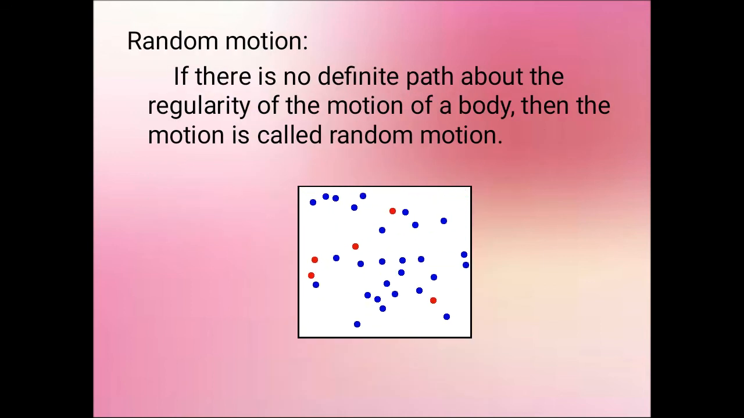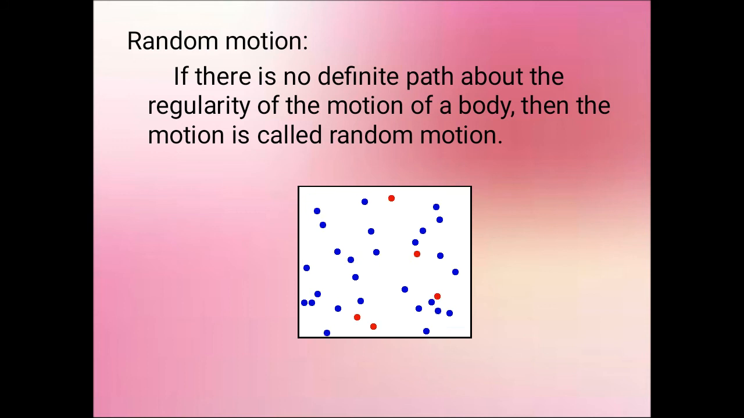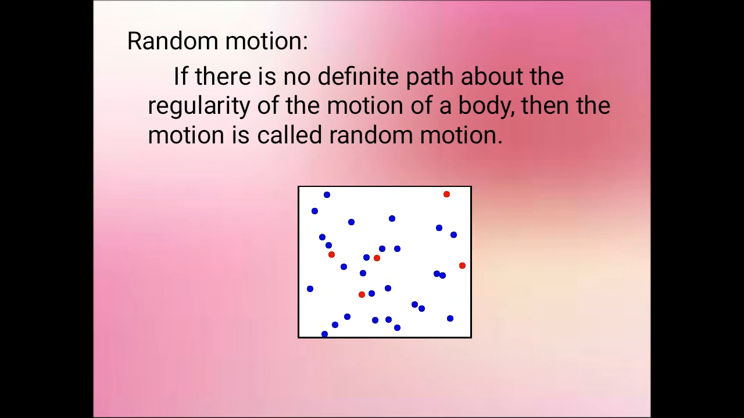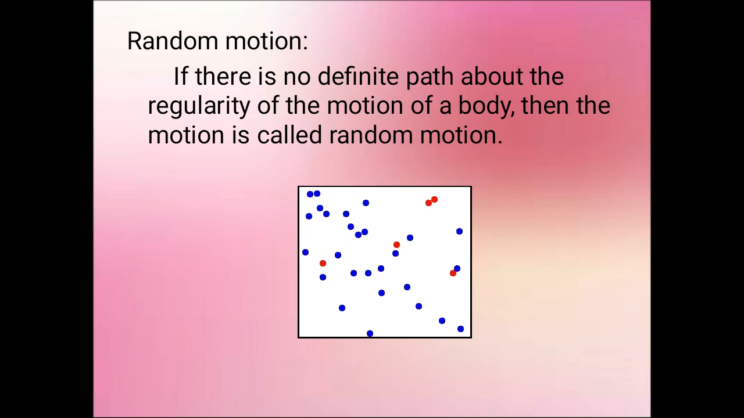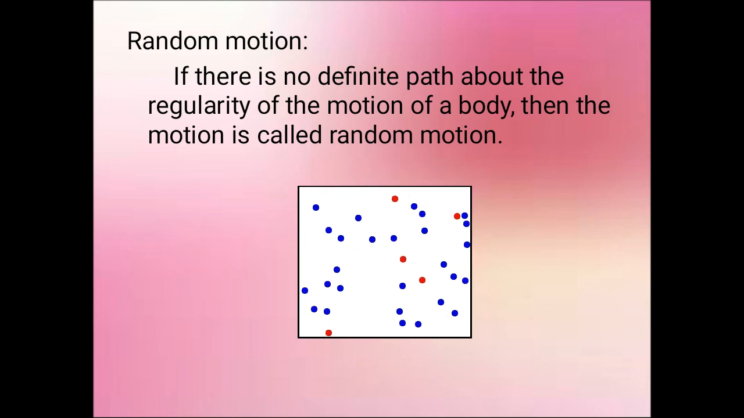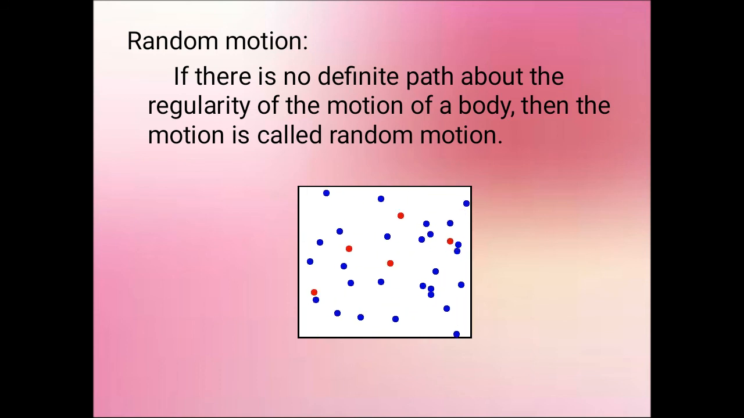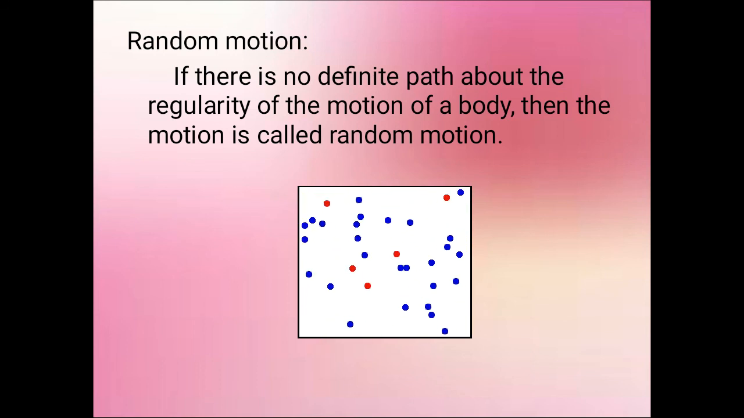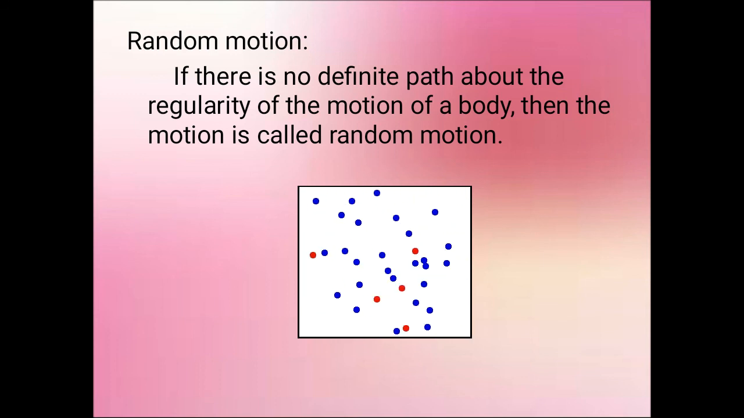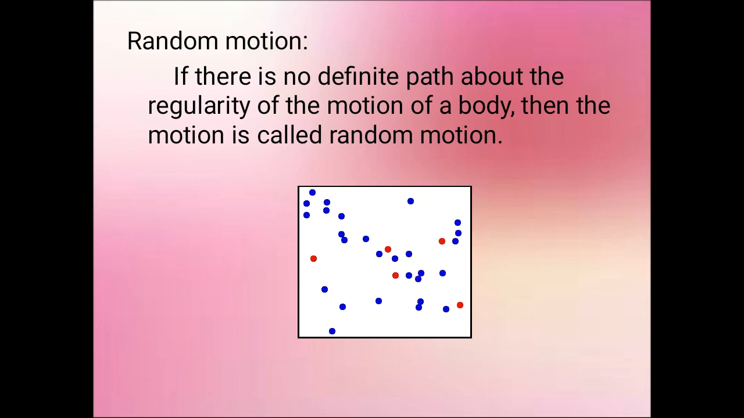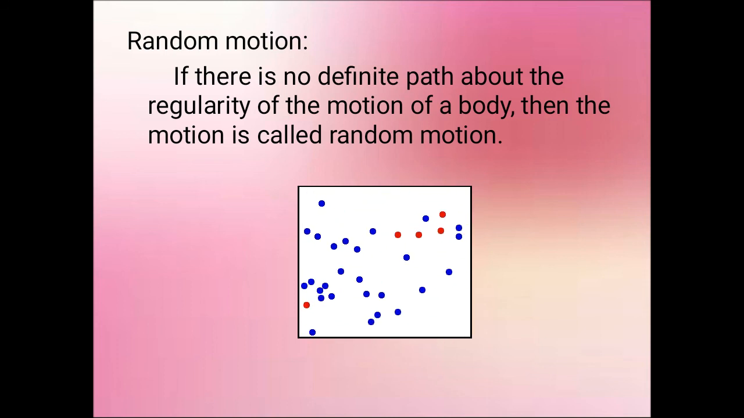So next, random motion. If there is no definite path about the regularity of the motion, the body doesn't move in a regular path. It may exhibit in various paths. That is, a body may travel in a straight line, or it may move in a circular path, is known as random motion, right? Okay children, so today we saw about random motion, periodic motion, oscillatory motion and vibratory motion.